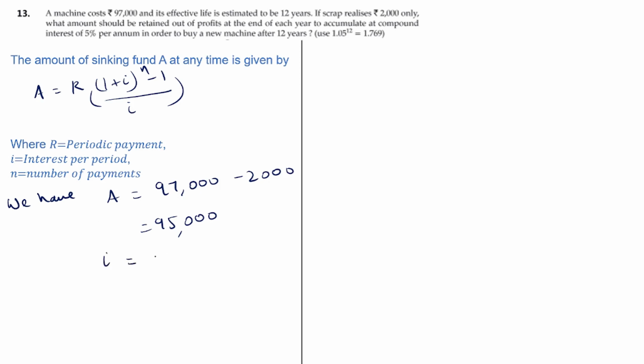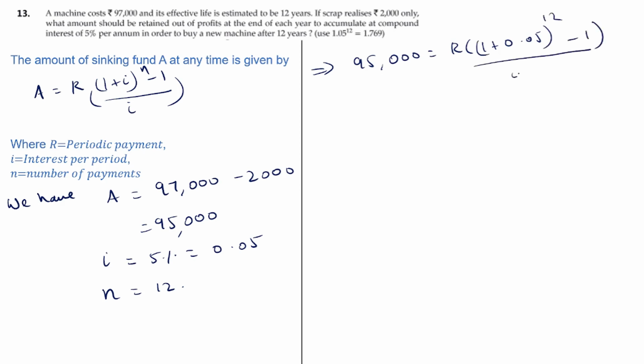And then i is 5% or it is 0.05. N is 12 years. So this implies 95,000 equal to R into (1 plus 0.05) the whole raised to 12 minus 1, upon 0.05. So here 95,000 into 0.05, it is 4,750. This is equal to R into (1.05 the whole raised to 12 minus 1).